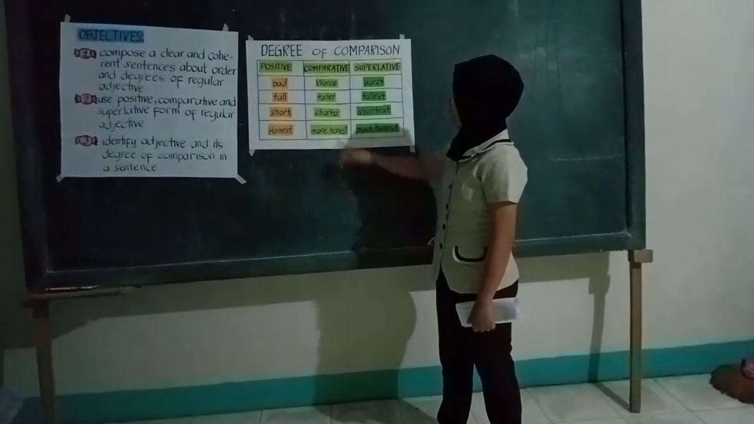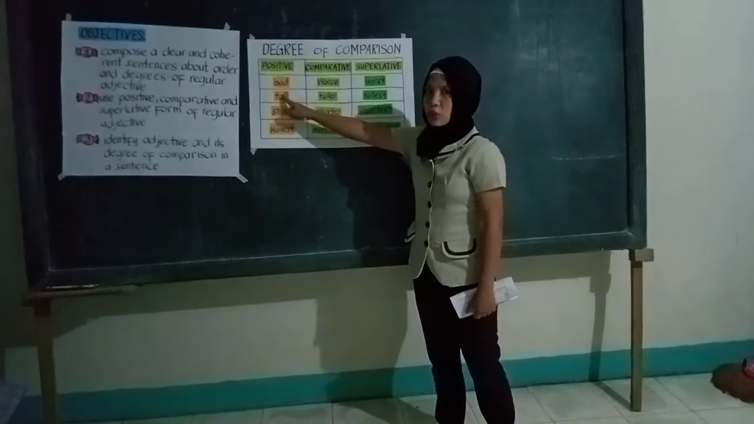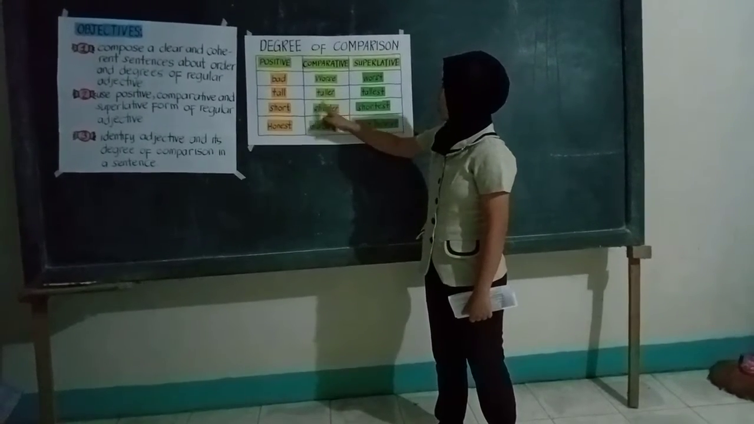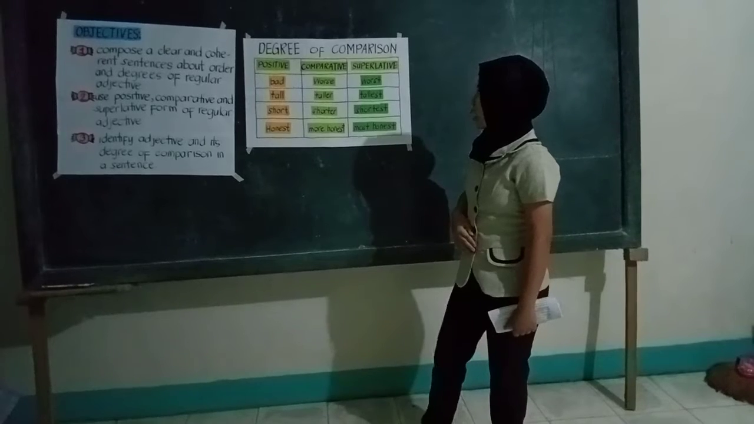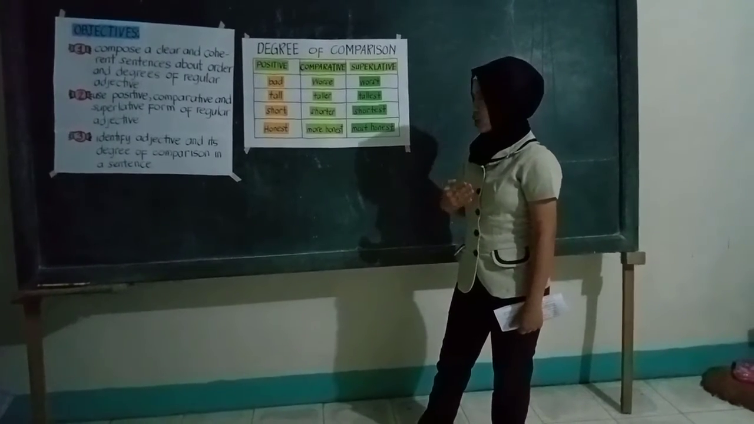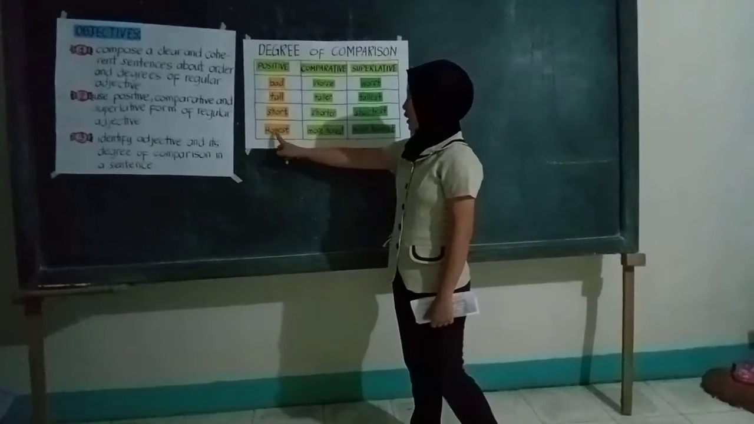For example, we have tall, and we add ER, so it becomes taller. The second one is we add more in front of the word. For example, the word honest.